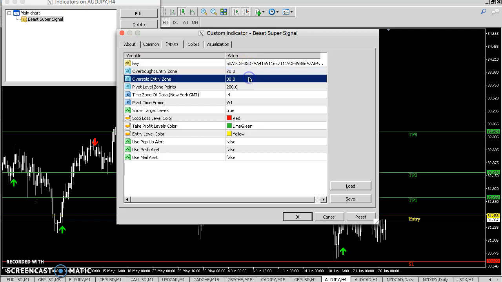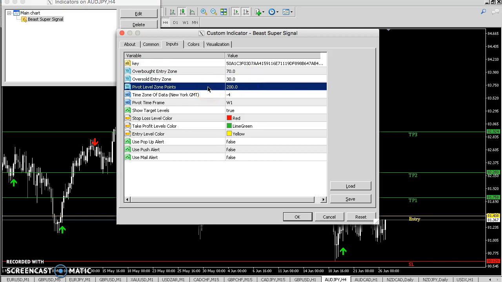You can edit these levels. Default is 70 and 30, but you can edit it. This pivot level zone, guys, like I mentioned, you don't use pivot levels as a direct support and resistance level. Pivots are more of a zone. So here you can set the zone. The zone is set to 200 points, which is 20 pips. So when price reaches within 20 pips of a pivot level, that is considered the zone. But you can edit that if you want to filter out even more. If you want price to be closer to the pivot, you can set it to 10 pips.